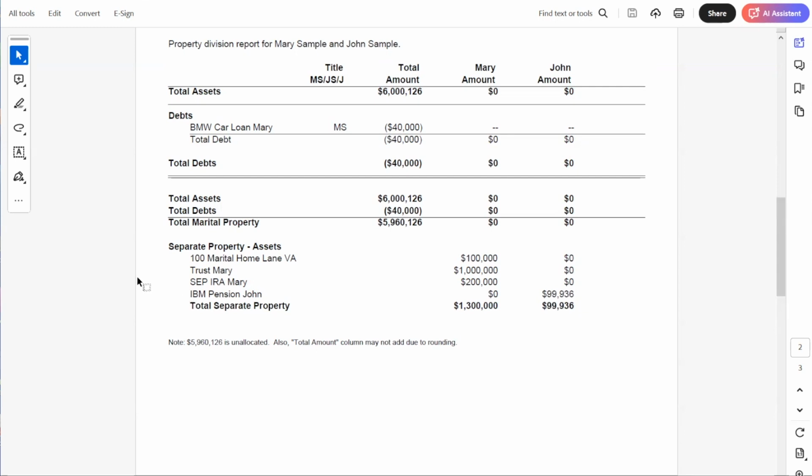Down below is separate property. And as I mentioned before, that's kind of different. Normally people are keeping their own separate property, and that's what they're each keeping. And we list it here so we know what they have.